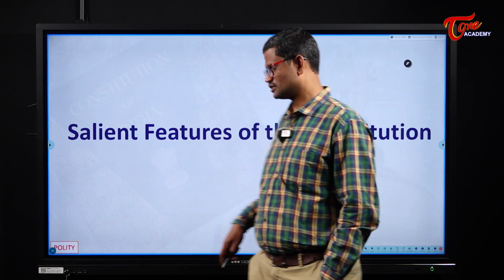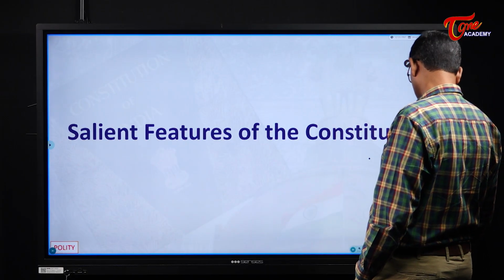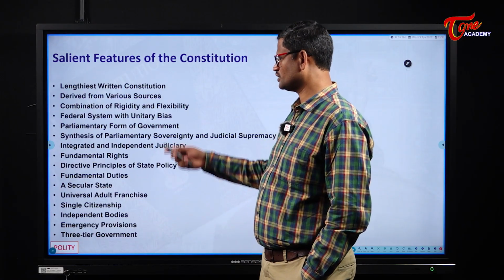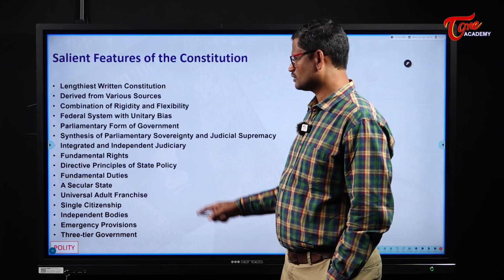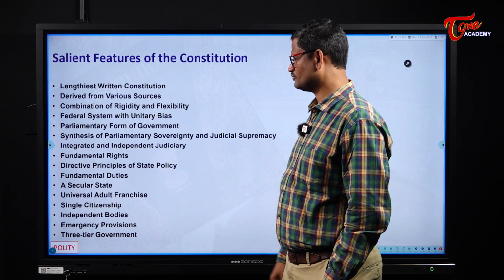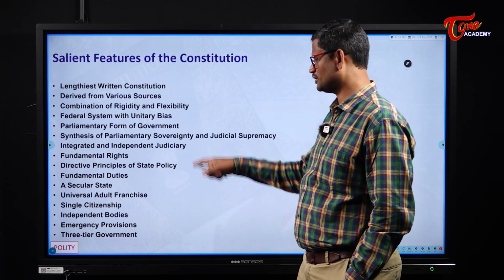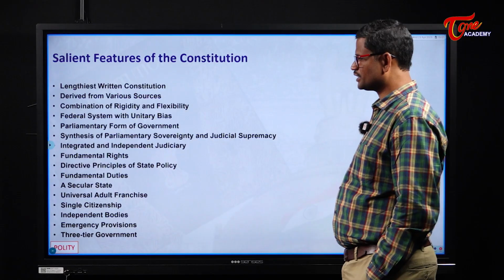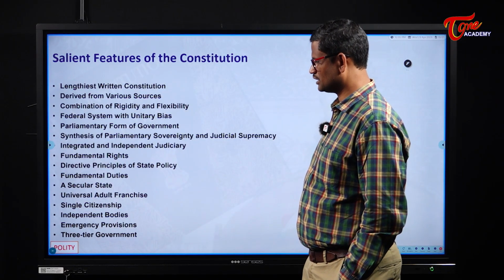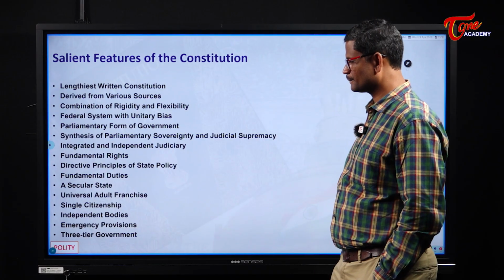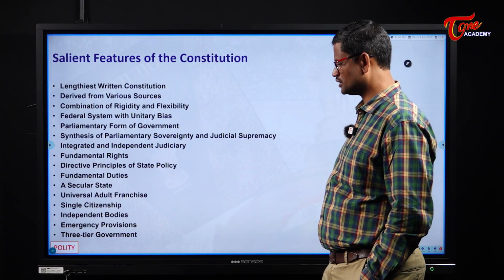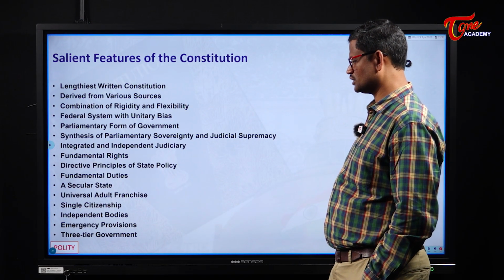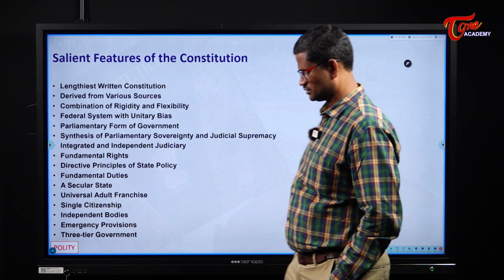If you see the salient features which were laid down: the lengthiest written constitution, derived from various sources, combination of rigidity and flexibility, federal system with a unitary bias, parliamentary form of government, synthesis of parliamentary sovereignty and judicial supremacy, integrated and independent judiciary, fundamental rights, directive principles of state policy, fundamental duties, a secular state, universal adult franchise, single citizenship, independent constitutional authorities, emergency provisions, three-tier government.